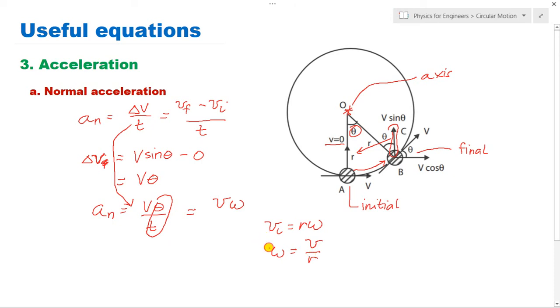Then substitute this to our equation. So we now have velocity times velocity over r. Therefore, it is equal to the square of velocity all over the radius of your circular path. So this would be our normal acceleration. This is equal to v squared all over r. So that's it, class.